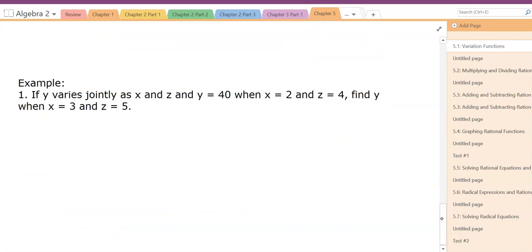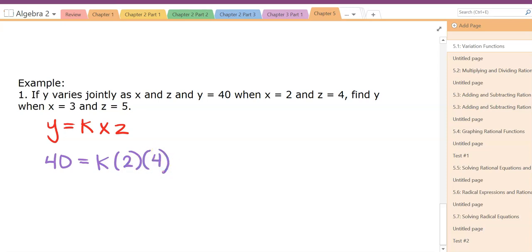So for this one, it says if y varies jointly as x and z, so y equals k, still my constant, times x times z. It says that y is 40 when x equals 2 and z equals 4. If I simplify, I have 40 equals 2 times 4, which is 8k. Divide by 8, I'm going to get k equals 5.